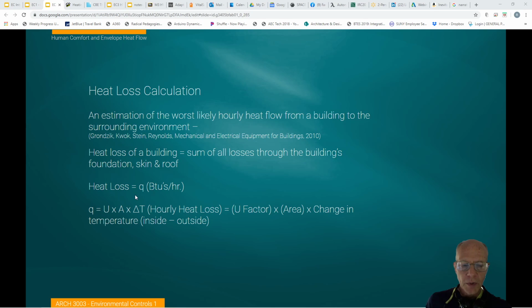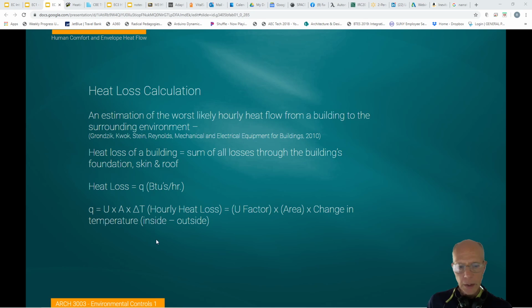And we find that total Q value by using the resistance, but in this case, the U value, 1 over R, times A, the area of the wall surface or roof surface that we might be calculating, times the temperature differential between the inside and the outside of the building for the hour that we're measuring, because this is in BTUs per hour.